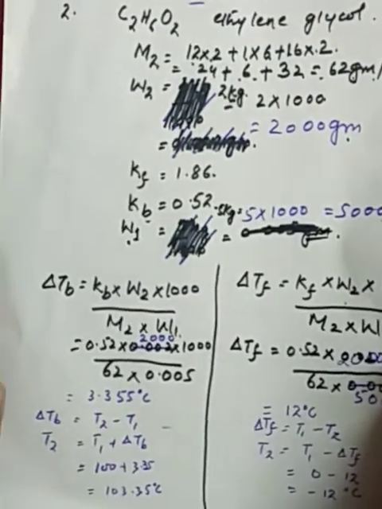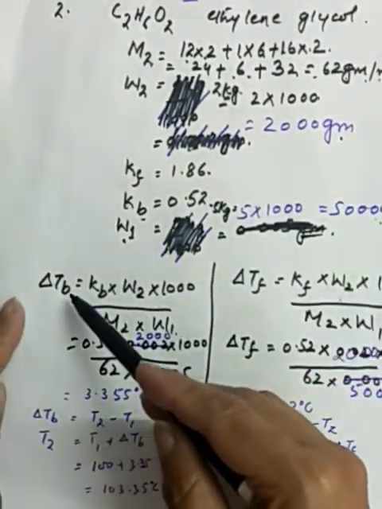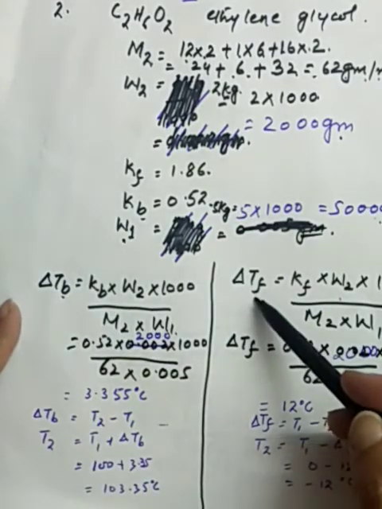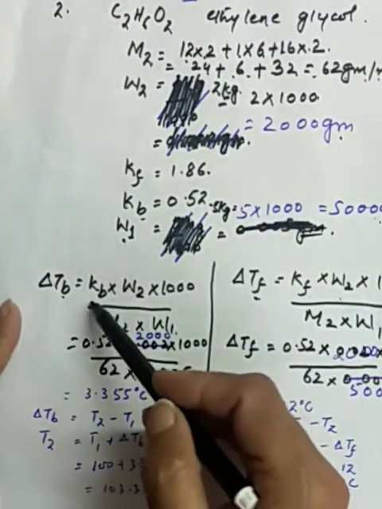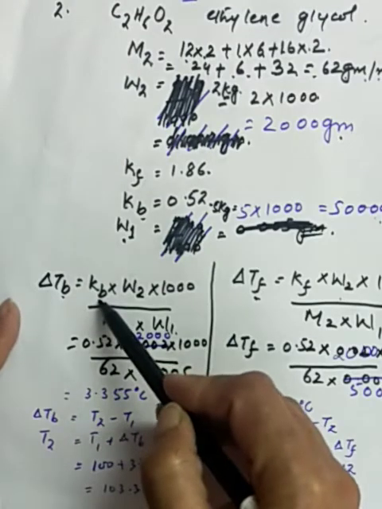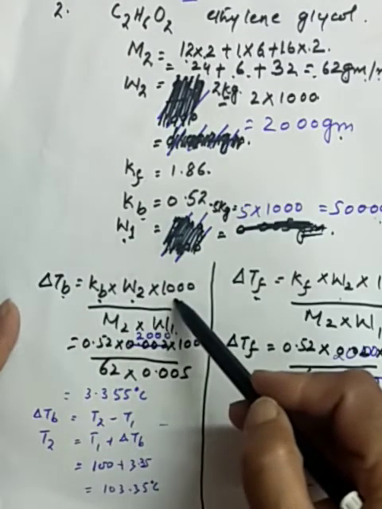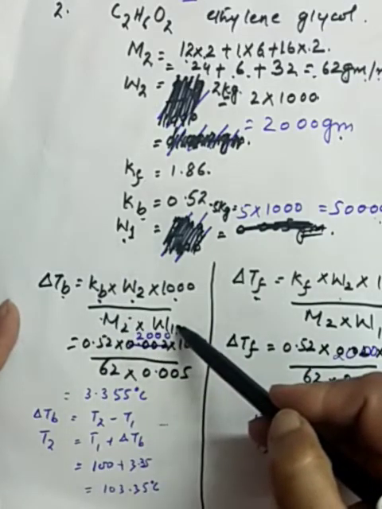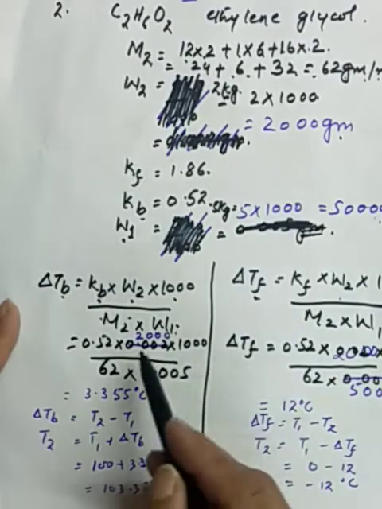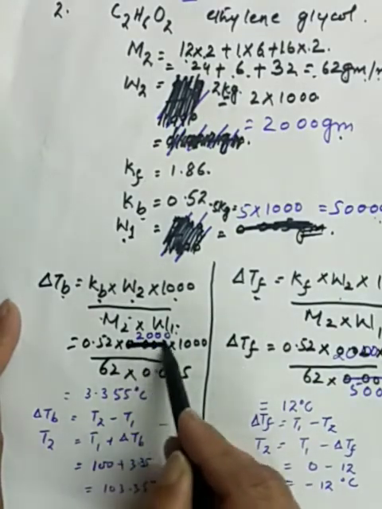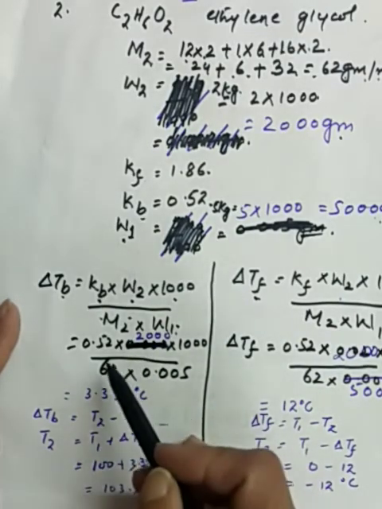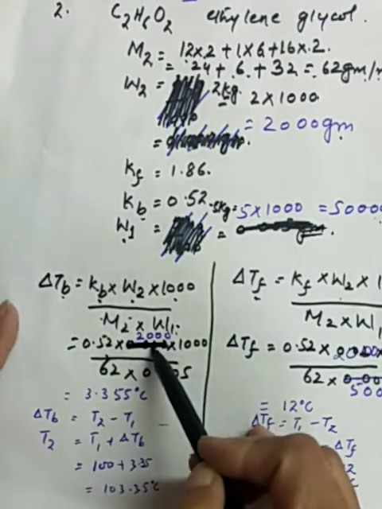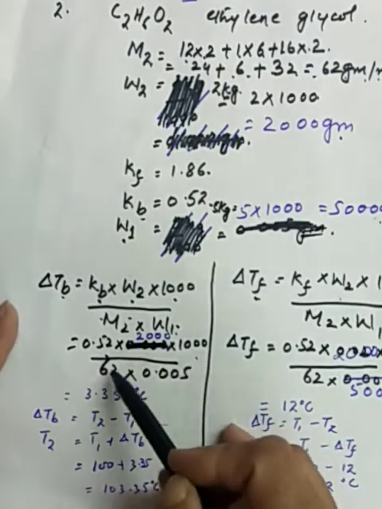Now boys, we have to calculate the value of delta TB and delta TF in this question. Delta TB is equal to Kb multiplied by W2 multiplied by 1000 divided by M2 multiplied by W1. By putting the values of these factors, Kb is 0.52, W2 is 2000 multiplied by 1000 divided by 62.